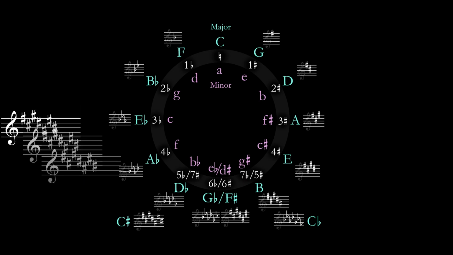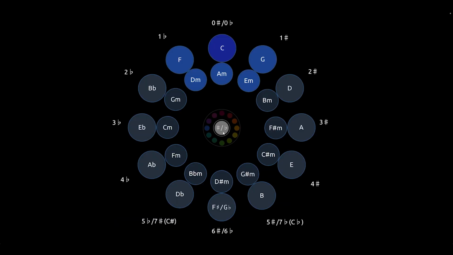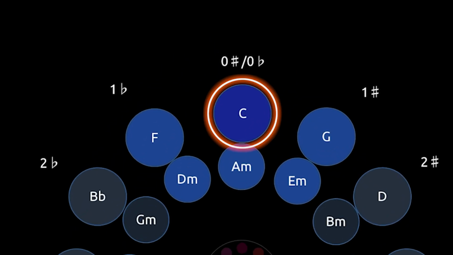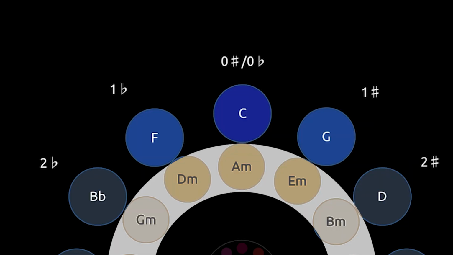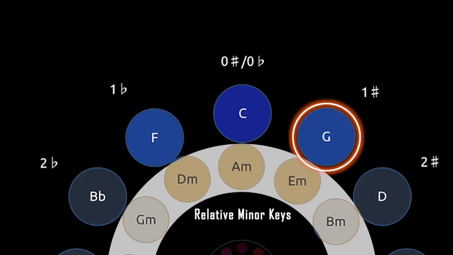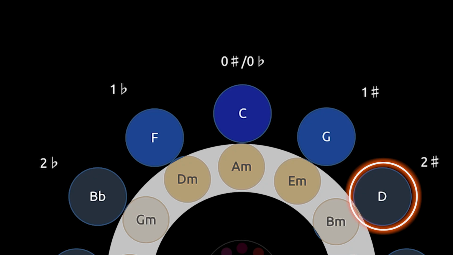Yet another useful application of the circle is being able to see the key signature overlaps between major and minor keys. While the outer ring represents major keys, the inner ring shows their corresponding relative minor keys. So this arrangement shows us that G major, for example, has the exact same amount of sharps as E minor, D major the same as B minor, and so on.